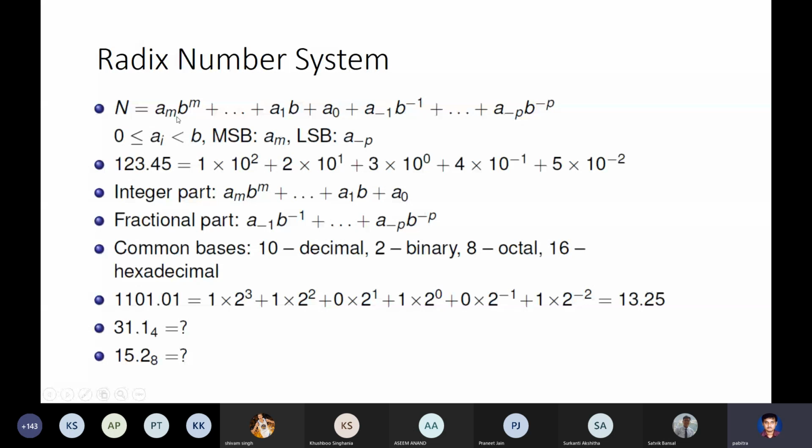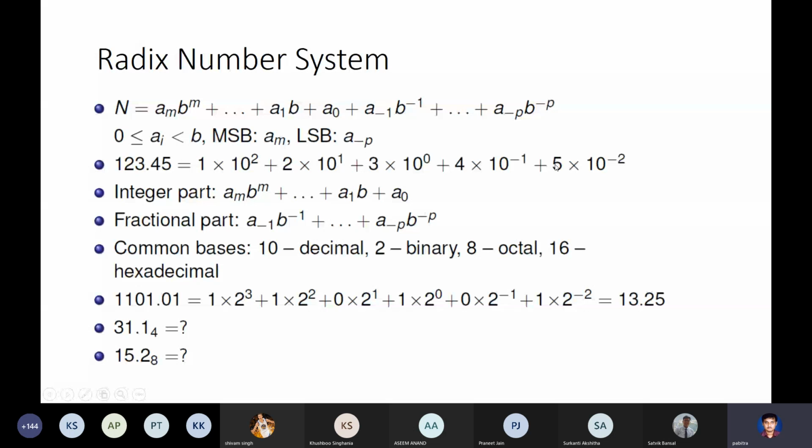So now let us consider an example. Let us consider the decimal number system, so b is 10. The value of the digits can be from 0 to 9. And the positional weights are 0, 1, 2 as you go to the MSB, and minus 1, minus 2 as you go to the LSB. So in this number you can see 1, 2, 3, then a decimal point, then 4, 5. So 1, 2, 3.45 in this radix system actually means this.